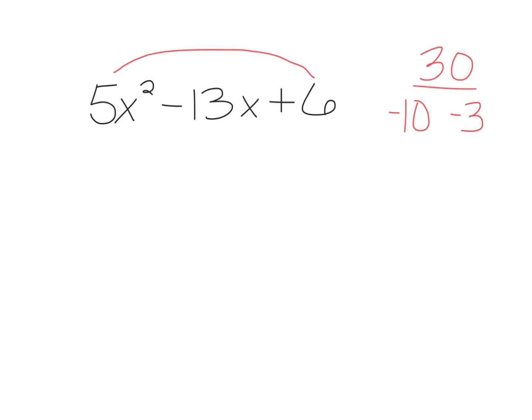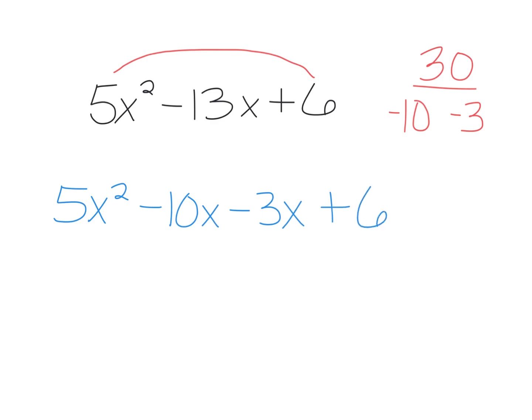Okay? Now, we have to rewrite with terms of our leading coefficient. So what that's going to look like is you're going to take your 5x squared. All we're doing is we're replacing our negative 13x with the two new factors that we just created. So instead of negative 13x, we're going to have negative 10x minus 3x and then plus 6. Does everyone understand what I just did there? Sort of. Okay, it would not matter the way I put them. I could have put negative 3x first.